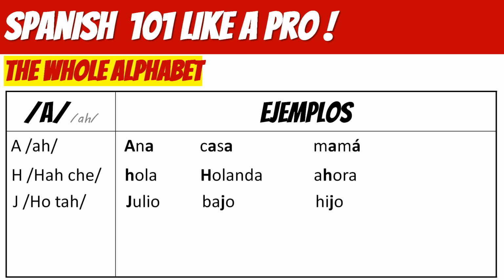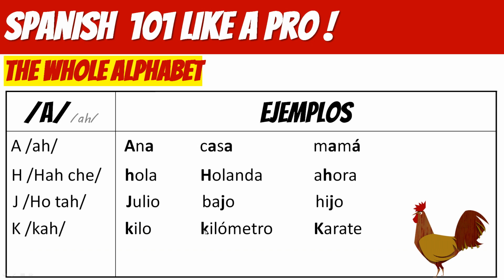J is J in Spanish, but within a word it sounds kind of like the H in English, but stronger. Julio, that's my name. Bajo. Hijo. K is K, and it sounds K. Kilo. Kilómetro. Karate.